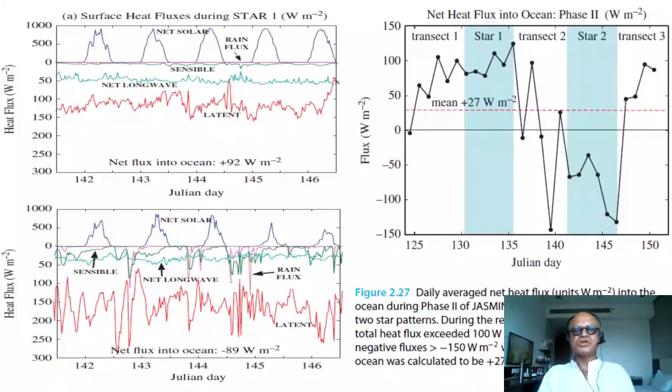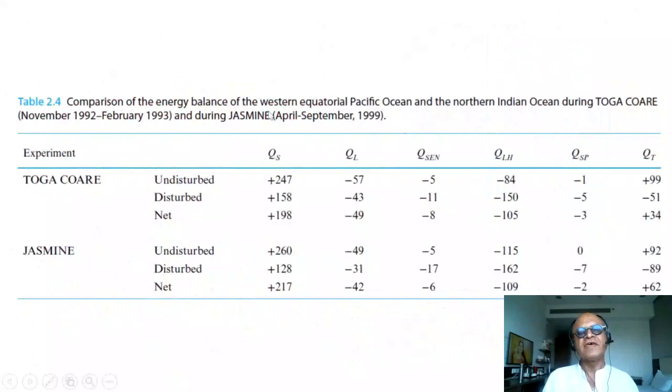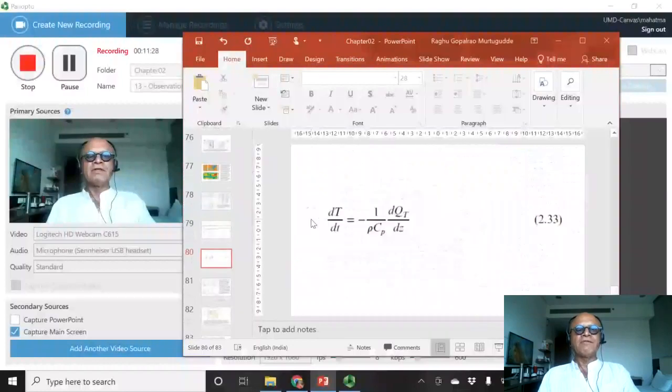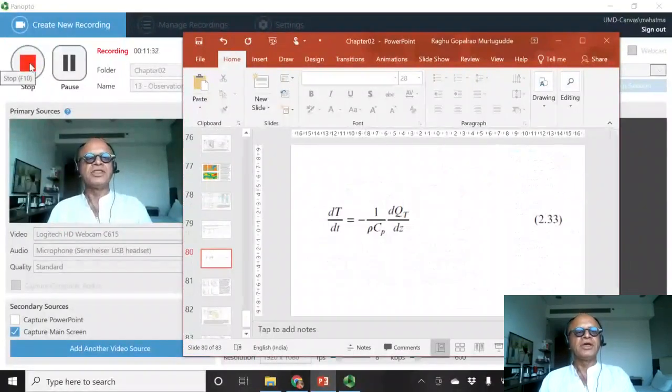Salinity, temperature, etc. are measured in the ocean as well. Then a comparison of the energy balance of the Western Equatorial Pacific Ocean and the Northern Indian Ocean is done between two different periods. This is November 92 to February 93, and this is April to September 99. Obviously there is a strong seasonality, especially in the monsoon region as well as in the Western Pacific. Nonetheless, some idea is derived from the various comparisons to see how the mixed layer heat budget and the process of SST control at these typical subseasonal to synoptic timescales may be happening. I will leave this here and come to the mixed layer heat budget in the next podcast.